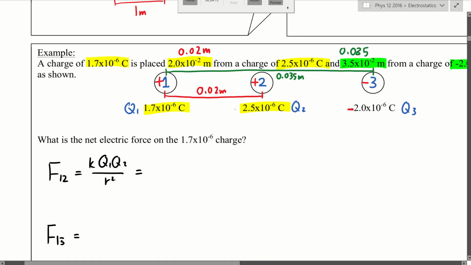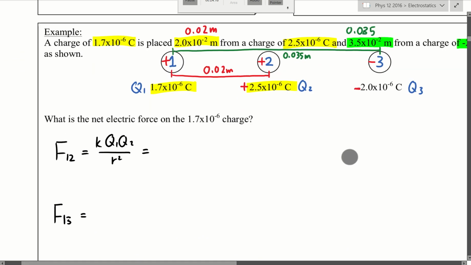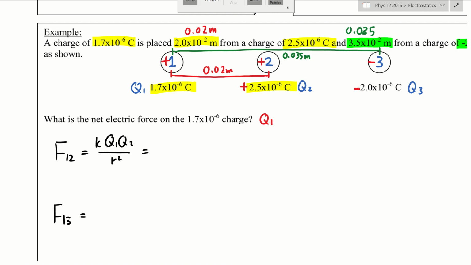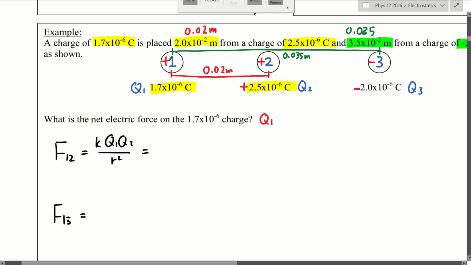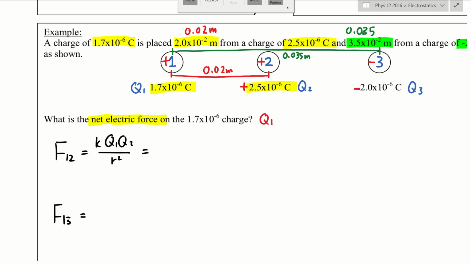So that's a negative charge. That's positive. Okay. So what is the net force on the 1.7? Okay, so on charge 1. What is the net force on charge 1? First of all, remember net force? That means all the forces combined. Net electric force on charge 1. Okay, so we want the force on charge 1 only.